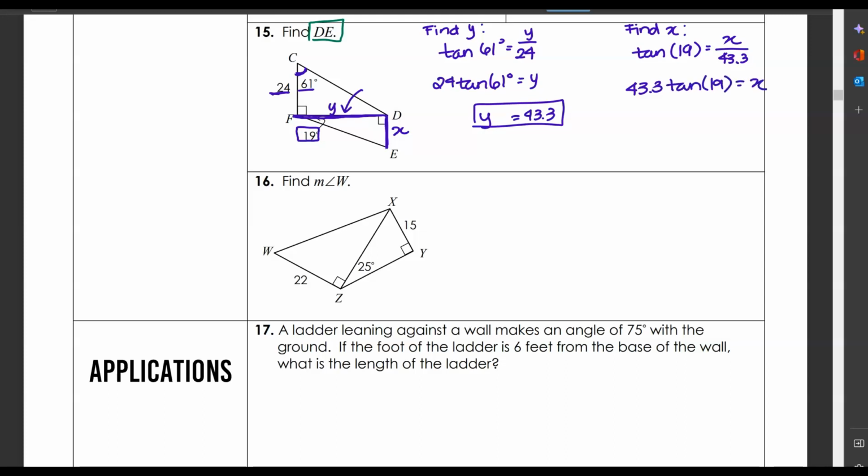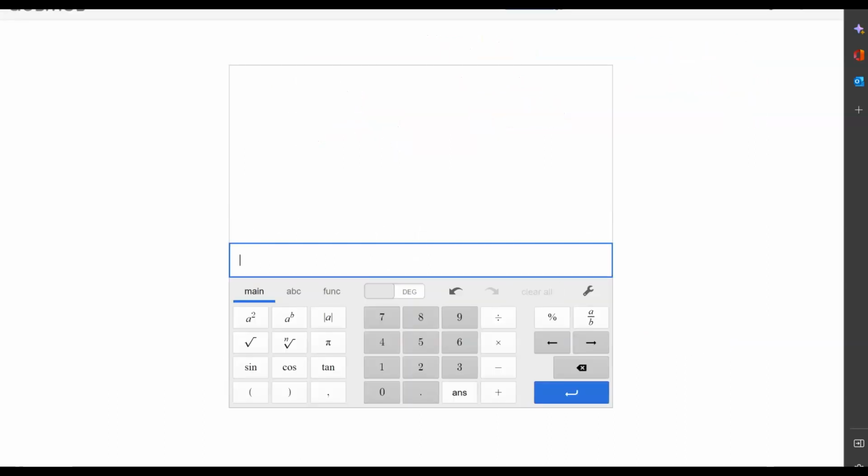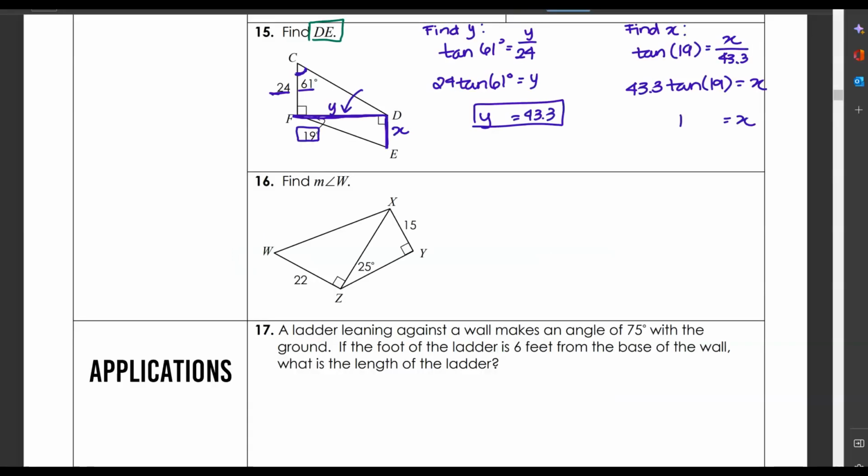This equals x. So x is going to equal, let's come back over here to our calculator. We're going to get 43.3 times our function tangent of 19 degrees. Let's close that off, and we hit enter. I get 14.90, so it's going to be 14.9. And that is our x value, which is really what we were looking for.